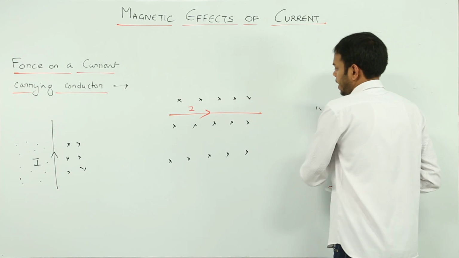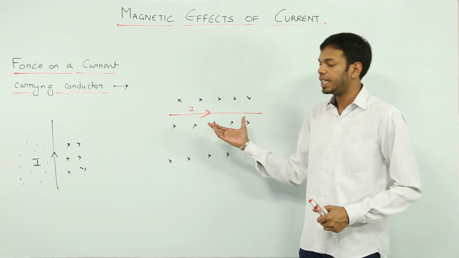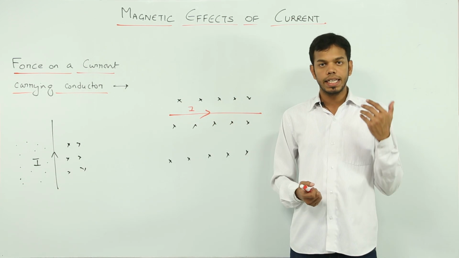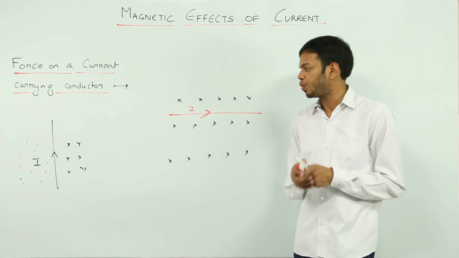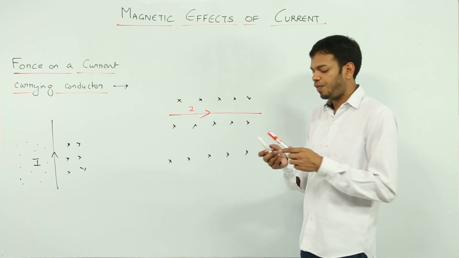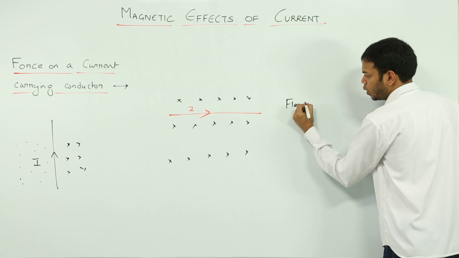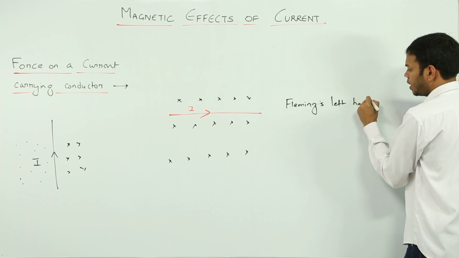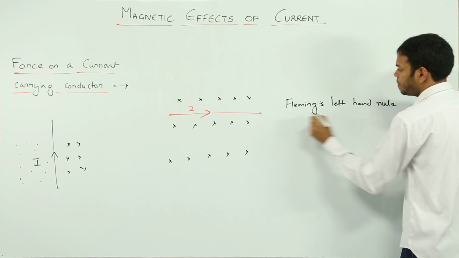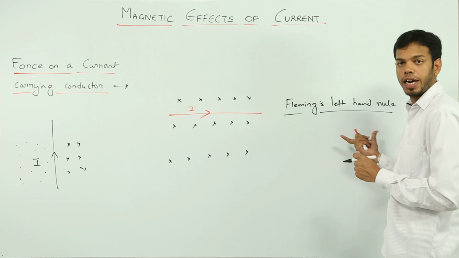But anyhow, the force experienced in this wire or the conductor when it is placed in a magnetic field is given by a very simple rule. We are talking about only the direction, not the magnitude, and the direction is given by Fleming's left hand rule. So the rule is Fleming's left hand rule. In some textbooks they have not mentioned the word Fleming's, they have only mentioned the word left hand rule.